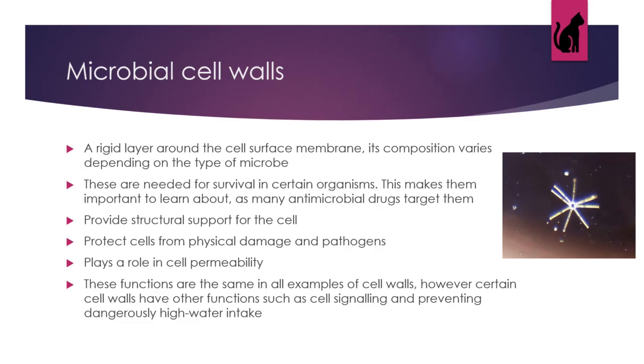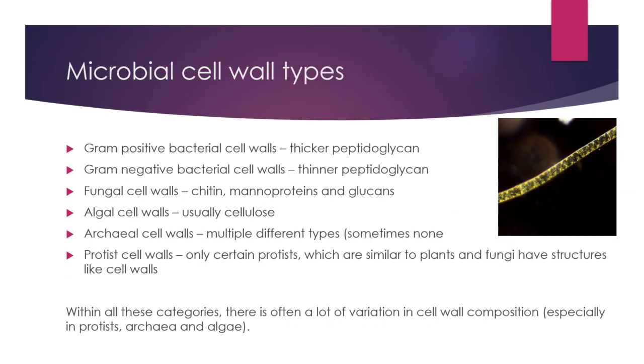Good morning. Today I'll be talking to you about microbial cell walls, structures that surround the plasma membrane of many microbial cells that are essential for their survival, with different organisms often having different compositions of cell wall. These cell walls provide structural support for cells, stopping them from changing shape or collapsing due to stresses. And they can act as a physical barrier to damage and pathogens, while also helping in controlling cell permeability. And of course, different types of microbe will have different types of cell wall, made up of different components.